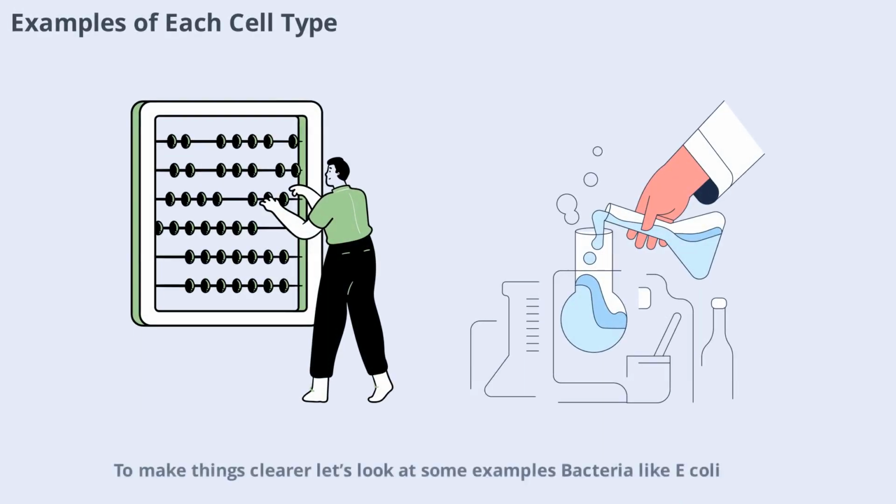To make things clearer, let's look at some examples. Bacteria like E. coli are classic prokaryotic cells. They're everywhere from soil to our own bodies. On the other hand, human cells, plant cells, and even the cells in mushrooms are all eukaryotic. This distinction is important because it helps scientists classify and study living things based on their cellular structure.